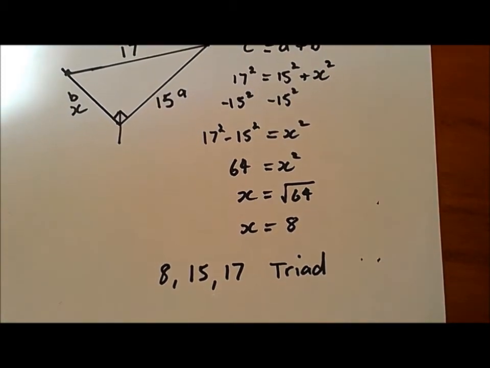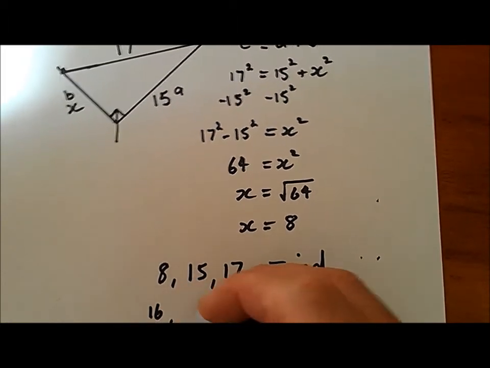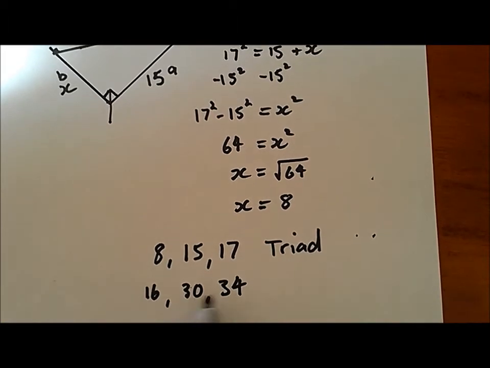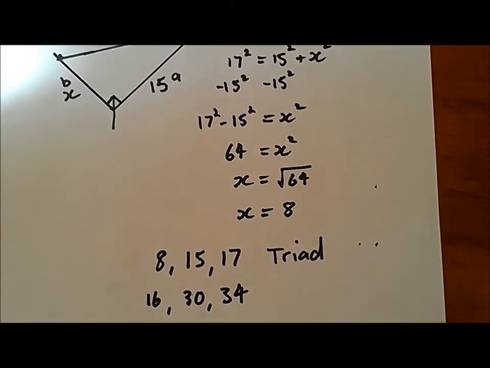And so you know any multiple of them will also form a Pythagorean triad. So if you double it, 16, 30 and 34. In other words, these three numbers will be the sides of a right-angled triangle.